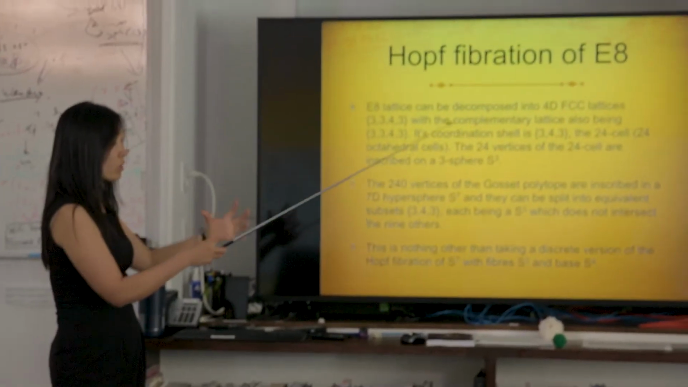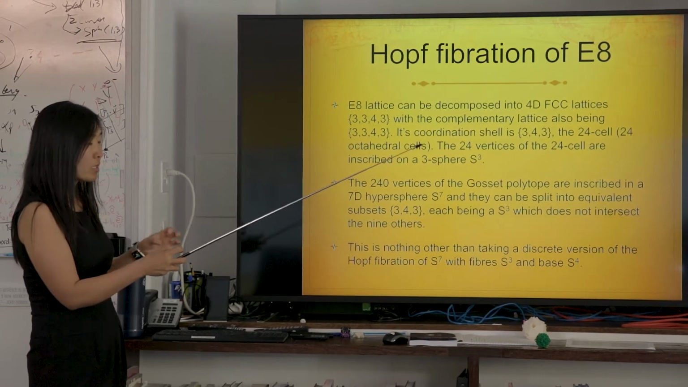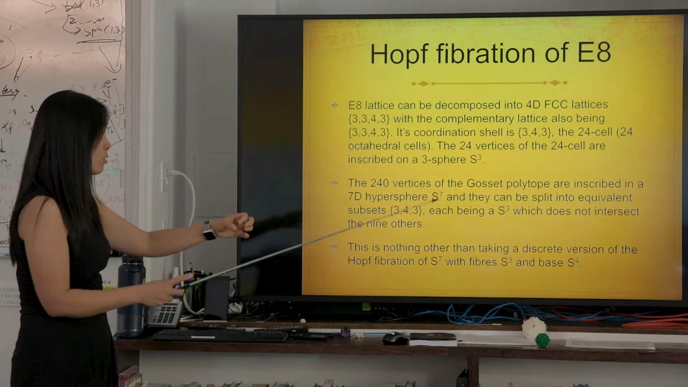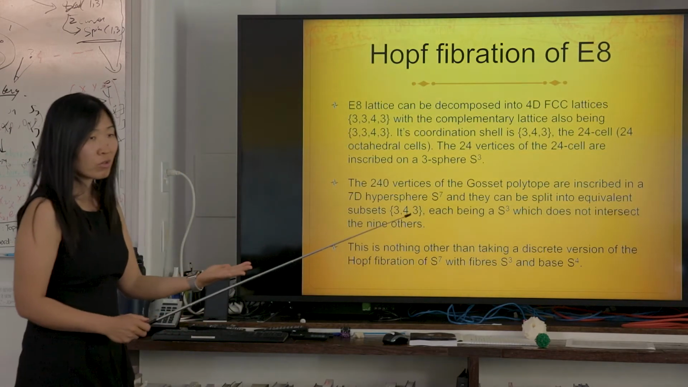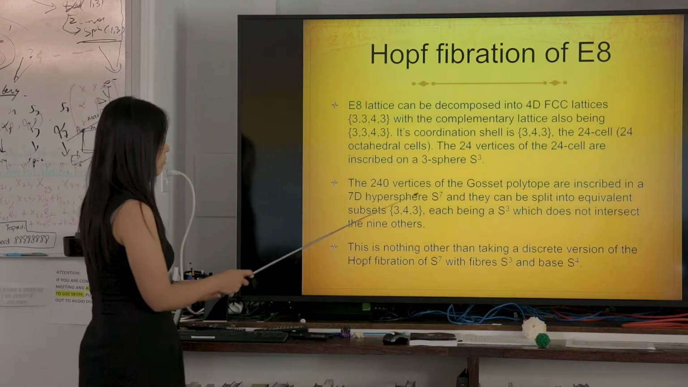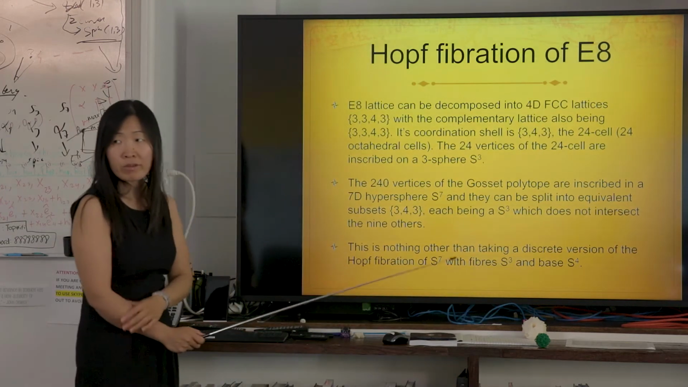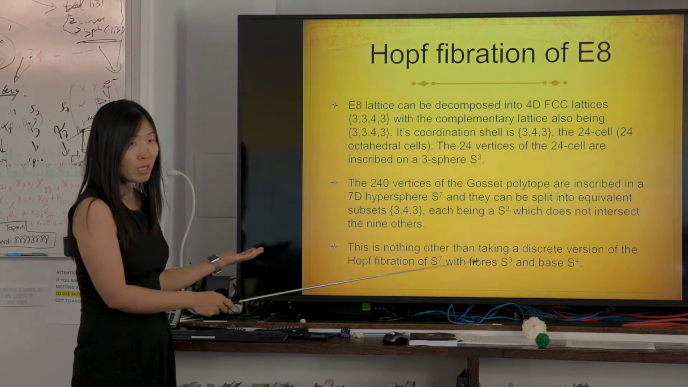Well, this is like talking about the other way. You have these 240 already, and you kind of split them into 10 sets of 24. Each 24 is a 3-sphere. And these 3 spheres live on the base of S4. So that is a Hopf fibration from S7 to S3 on the base of S4. So that is kind of easy to understand.